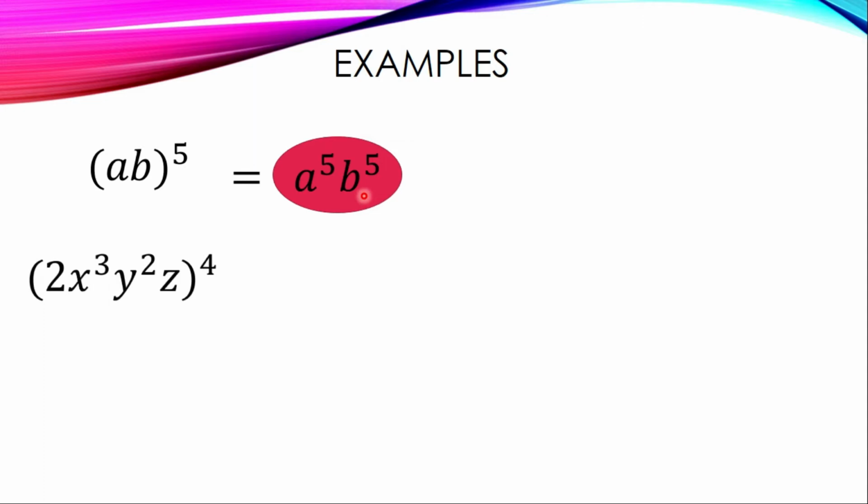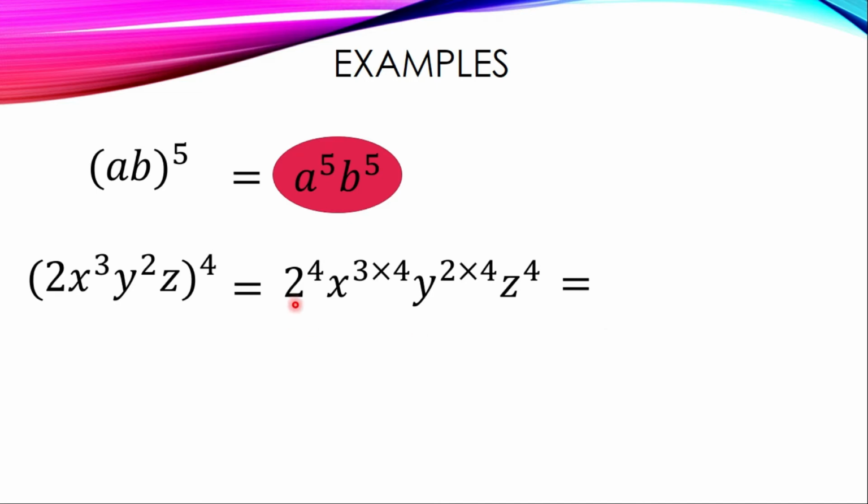Next example. How about this one? We have the quantity 2x cubed y squared z raised to 4. It is important to say the quantity because there is a parenthesis in there. 2 raised to 4, x raised to 3 times 4, y raised to 2 times 4, and z raised to 4. So we just simplified this one.